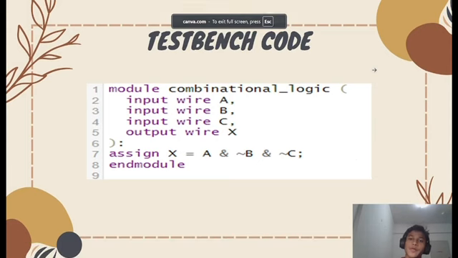For the code, the module combinational logic has three inputs: input A, input B, and input C, and output X, assigned as A, B, and C. That ends the module.